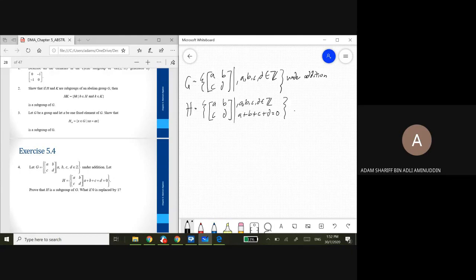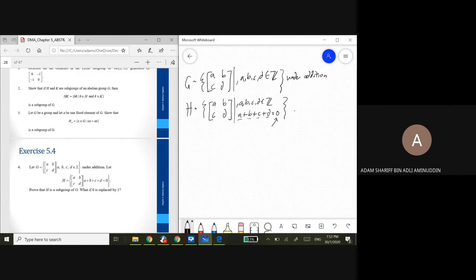Okay. Of course, this H must be a subset of G, because A plus B plus C plus D equals 0, and 0 is an element of the integers. So my point is, this must also be an integer for this to be 0.